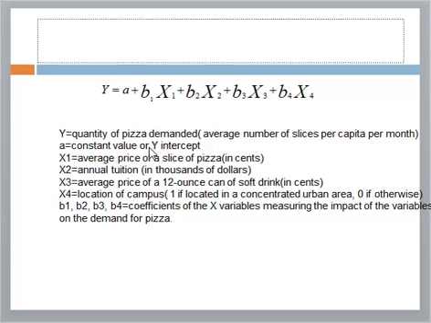A is a constant value, or we say y-intercept. X1 is average price of a slice of pizza, the unit in cents. X2 is the annual tuition in thousands of dollars. Because it's very difficult to find out the average income of the students or their families who attend a particular college, tuition was used as a proxy variable. X3, average price of a 12 ounce can of soft drinks in cents.